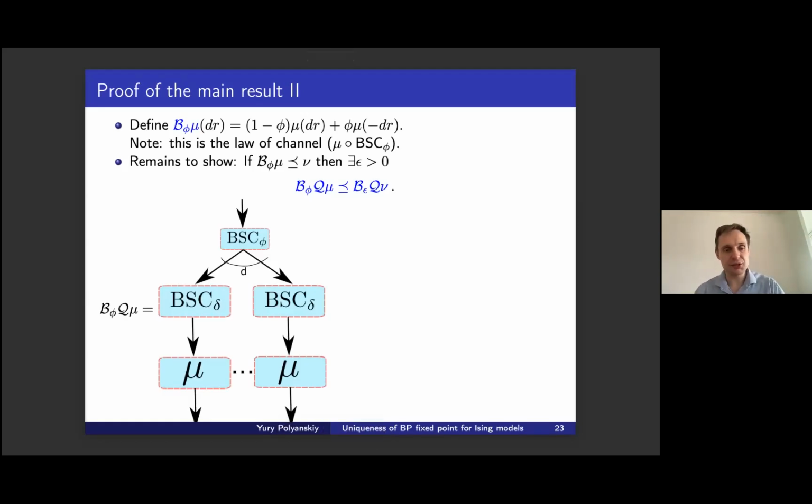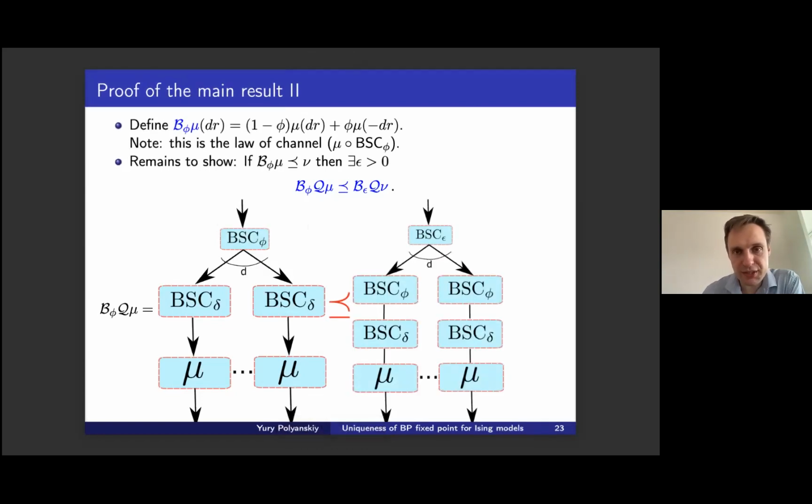Okay, so here's how you show it. First of all, this is the graphical representation of the channel corresponding to the left-hand side of this inequality. The bit passes through BSC phi, and then is copied d times, passes through BSC deltas, and passes through mu's. Then we get an upper bound from our main implication. We can move this phi down the d arrows and create this BSC epsilon on top. So this is our main technical result. We move this BSC phi down, and we obtain this inequality.